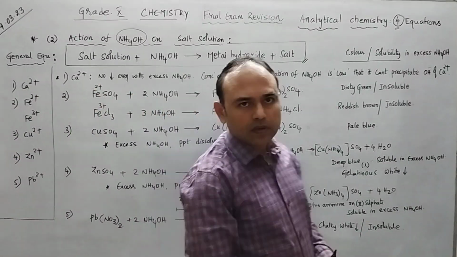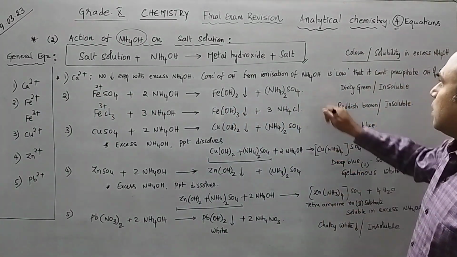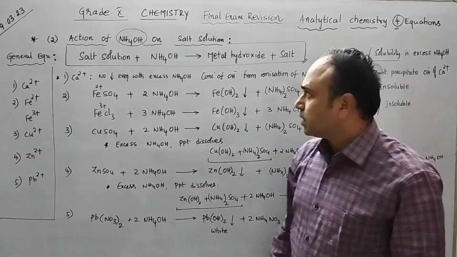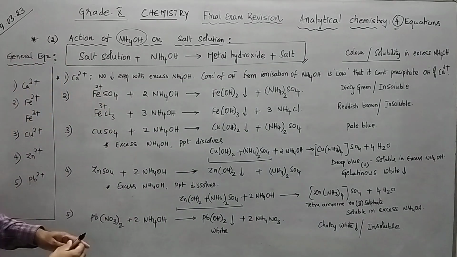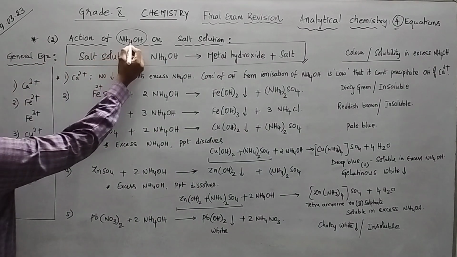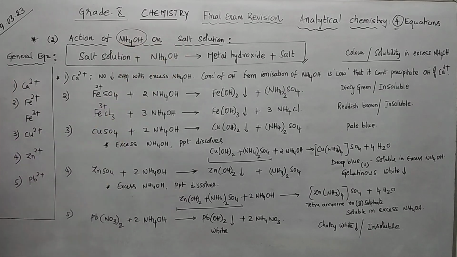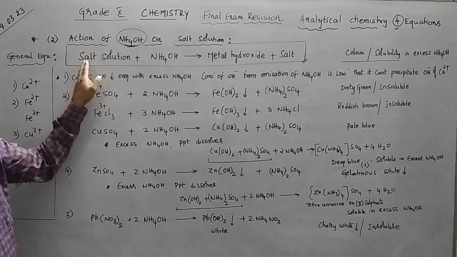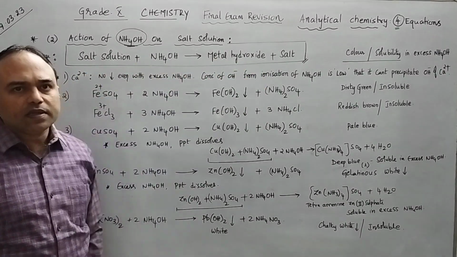Good evening, students. Today we are going to discuss analytical chemistry, the remaining three equations. In the first class we did NaOH on salt solution. Now what is the second equation? Action of ammonium hydroxide on salt solution. We know the method. What is the method? Write the general equation. So what is the general equation? Salt solution plus ammonium hydroxide gives the metal hydroxide and salt in the solution.